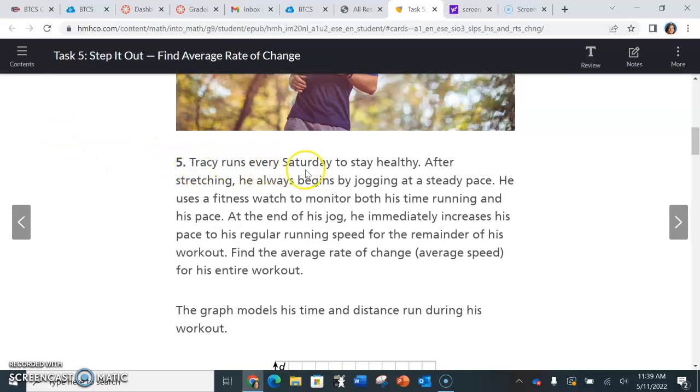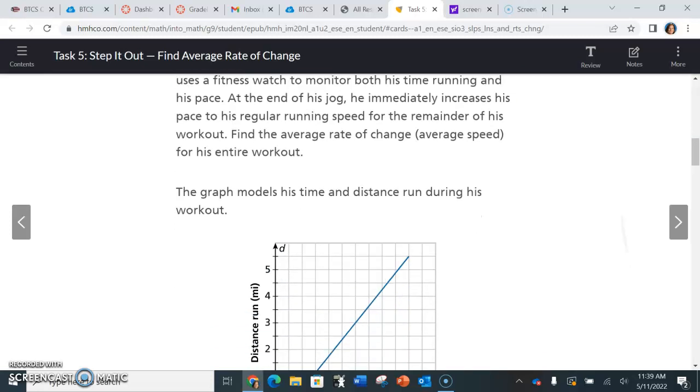So Tracy runs every Saturday to stay healthy. After stretching, he always begins by jogging at a steady pace. He uses a fitness watch to monitor both his time running and his pace. At the end of his jog, he immediately increases his pace to his regular running speed for the remainder of his workout. Find the average rate of change, average speed, for his entire workout.